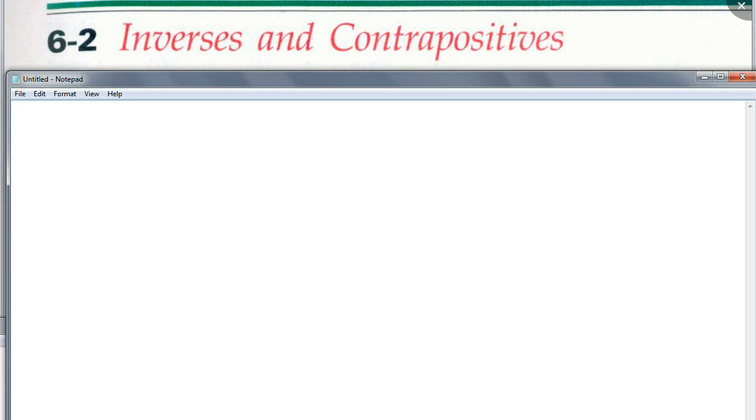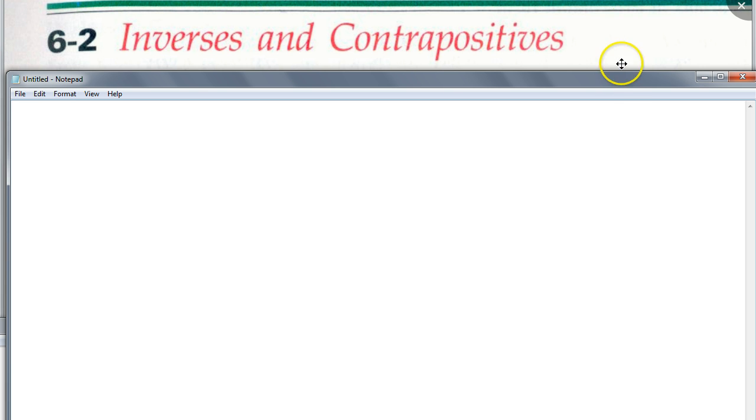Today we're going to talk about inverses and contrapositives of a conditional statement. Do you guys remember when we had a conditional statement? We learned something about the converse of a conditional statement. You guys remember that? Yes. So these are going to be similar to that.